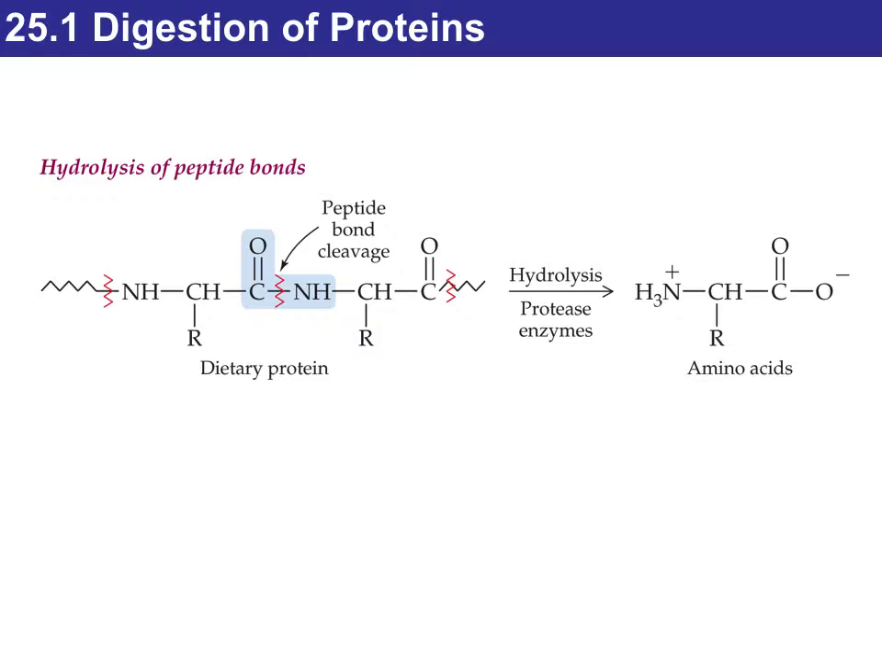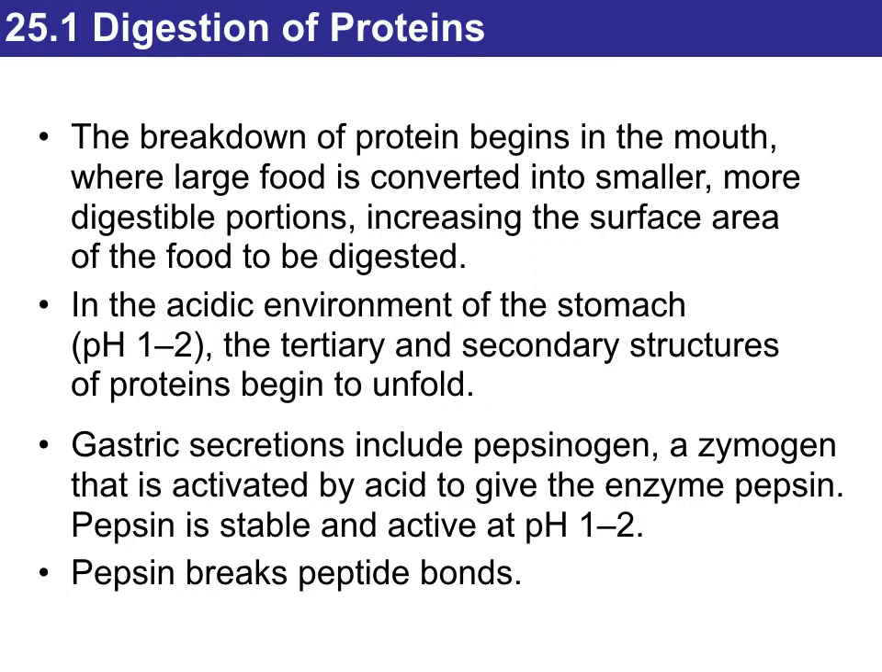Where does it start? Well, it starts in the mouth. And the reason why we're chewing our food is to break it down into smaller, more digestible portions. The reason is to increase the surface area, and that will help the food to be better digested. And then you get into the stomach, where the acidic environment, with a pH that is very, very low, 1 to 2, is going to start to unfold tertiary as well as secondary structures of protein.